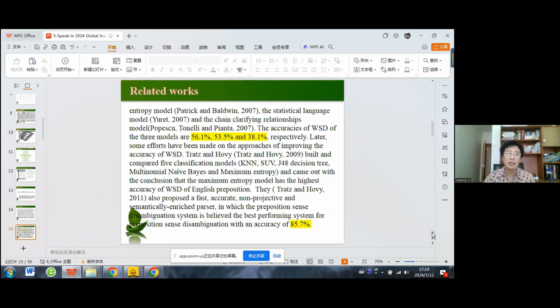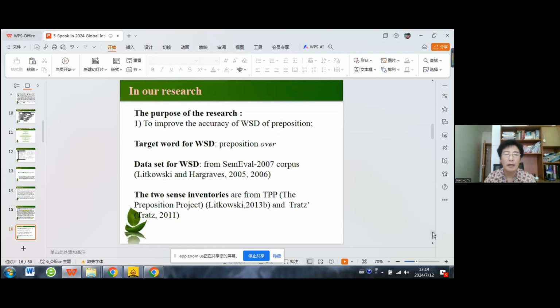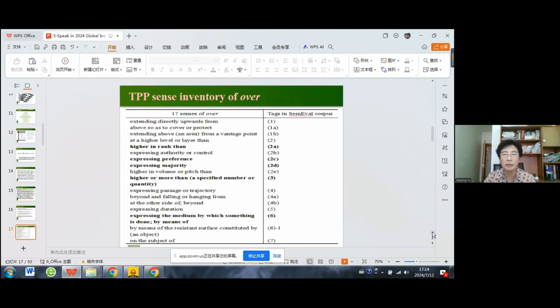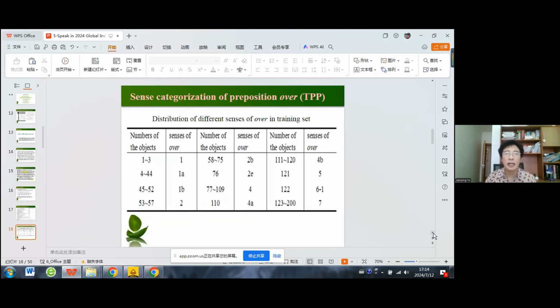So in our research, we try to improve the accuracy of word sense disambiguation of English prepositions. We take the preposition over as the target word, and we use the data from the SenseEval 2000 corpus. The two sense inventories are from TPP, the Preposition Project, and from TRES in 2011. And this is the TPP sense inventory of over. And this is the sense categorization of preposition over.